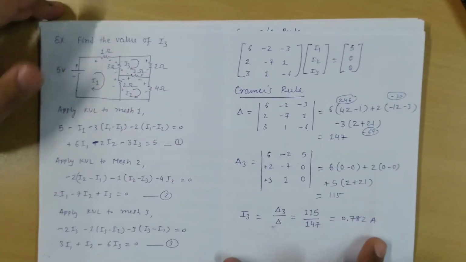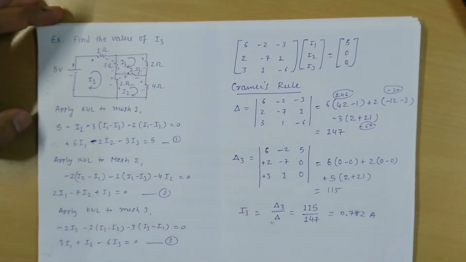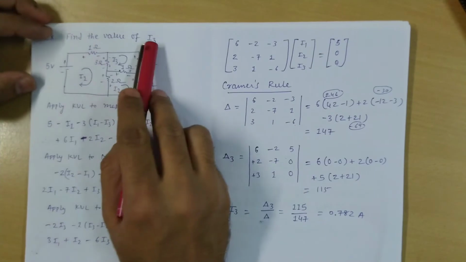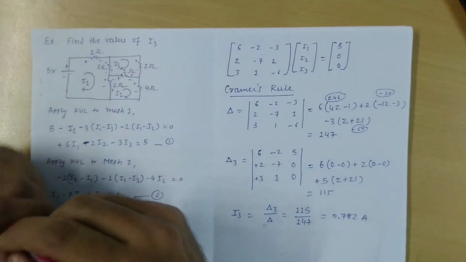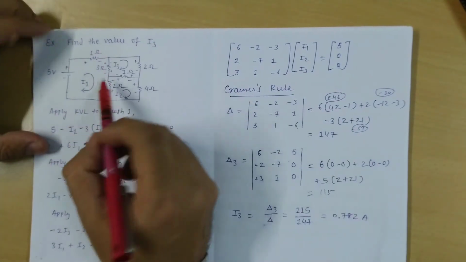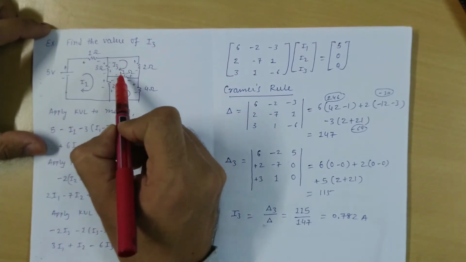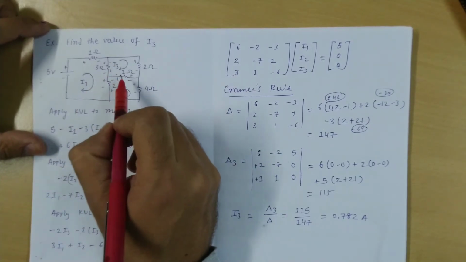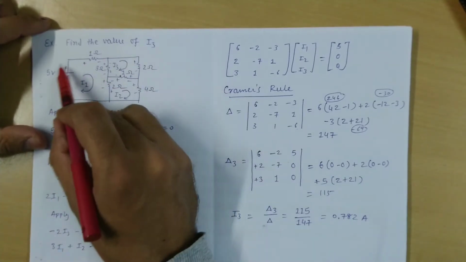So let us solve one example utilizing this method, that is mesh current method. So the question is like this: find the value of current I3 utilizing mesh current method. So here we will identify the meshes. This is mesh 1, mesh 3 and mesh 2, and the currents are having clockwise direction. This terminal is negative, this is positive, only there is a single voltage source.